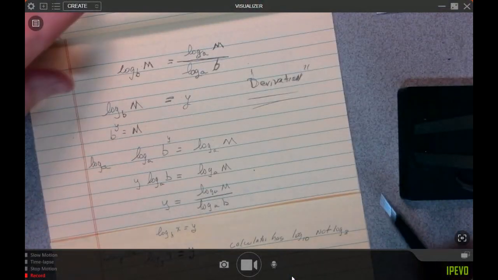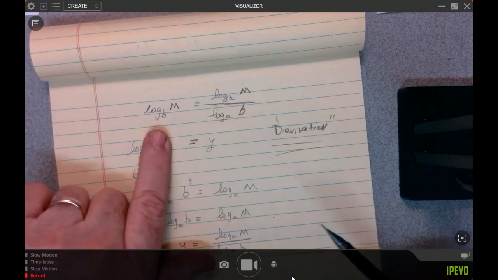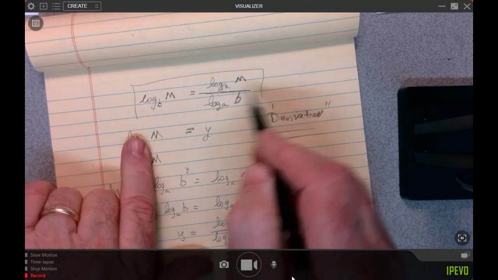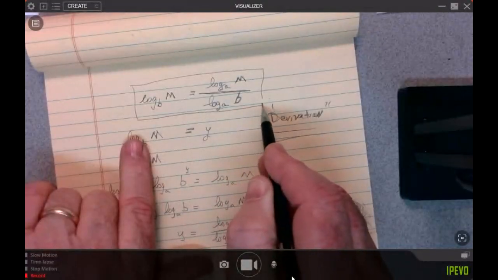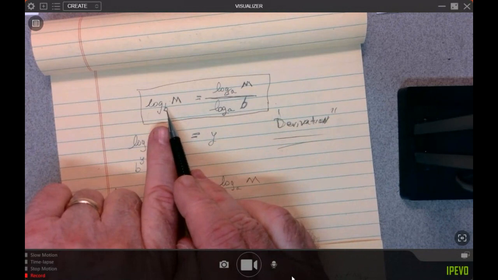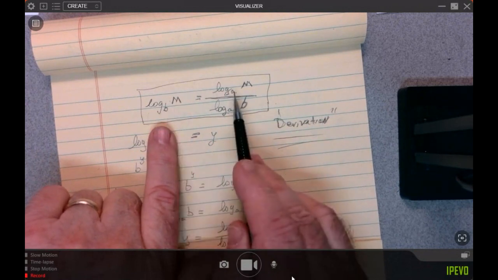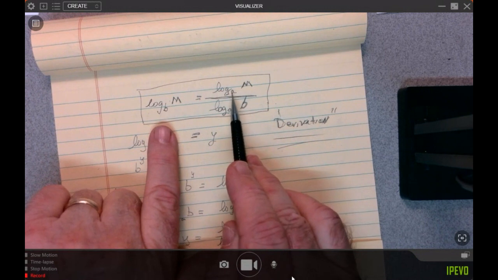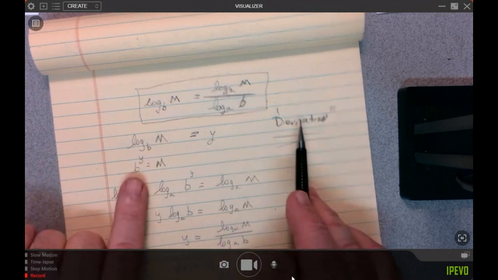So I just copied down the formula from the slides, and so here's the change of base formula as it's given to us. It says that if you have a logarithm base b, and you would rather have it in base a, because our calculator works off of base a, then how can I make that conversion? Well, here's the formula. And here's a quick derivation.